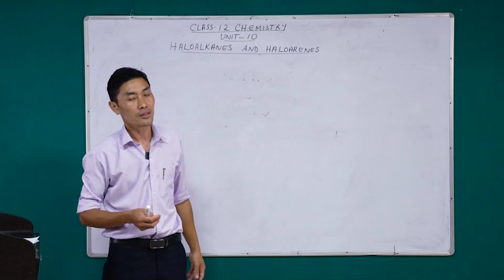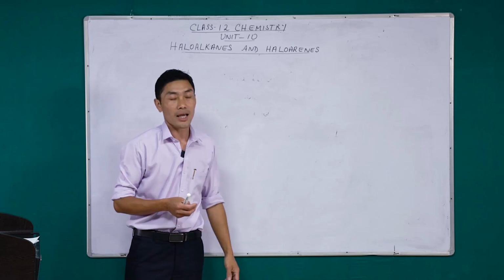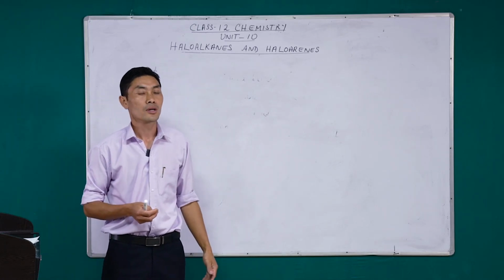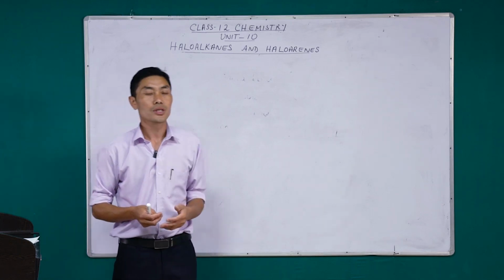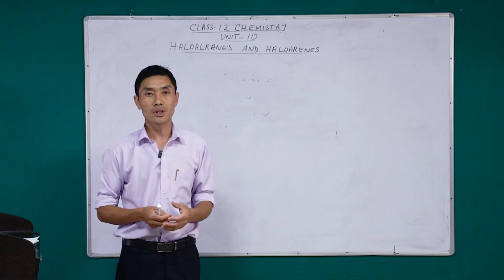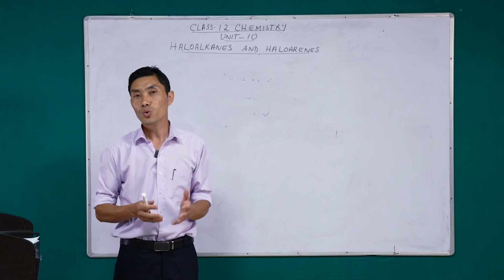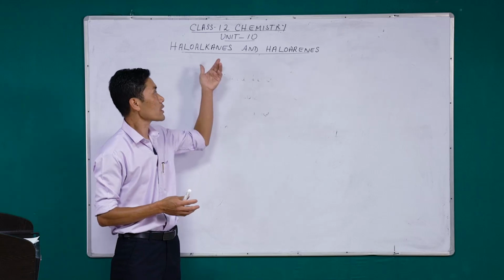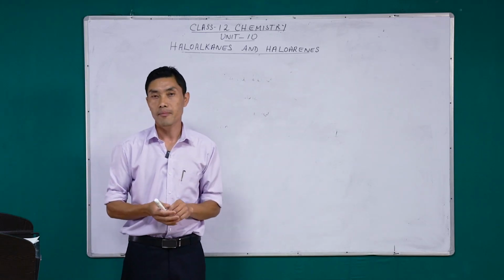The other reason why the study of these haloalkanes and haloarenes is important is because these compounds find wide applications in industry, in medicine, in surgery, as well as in their use as insecticides and pesticides. For example, chloroquine, a derivative of these haloalkanes, is used for the treatment of malaria.